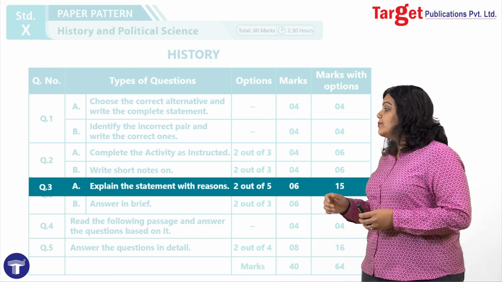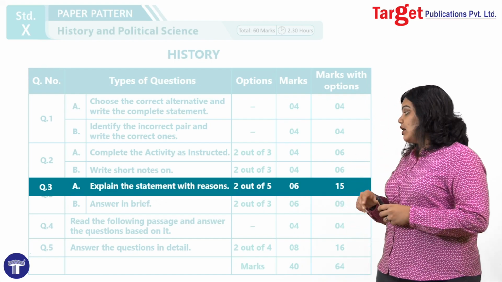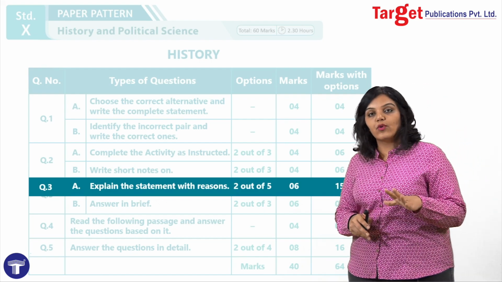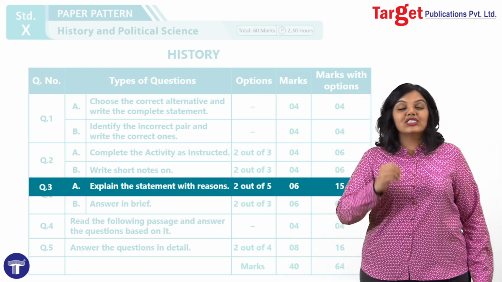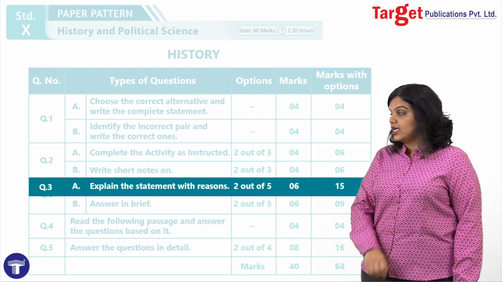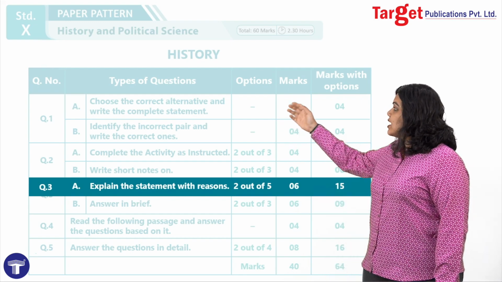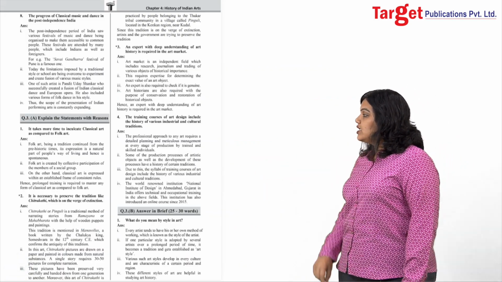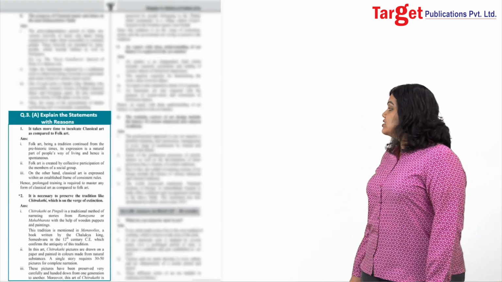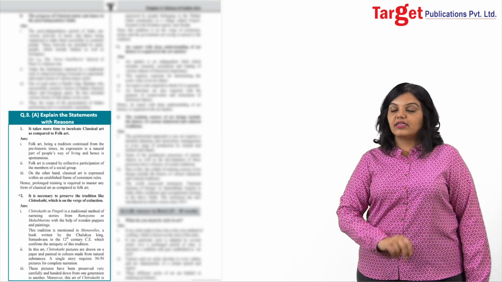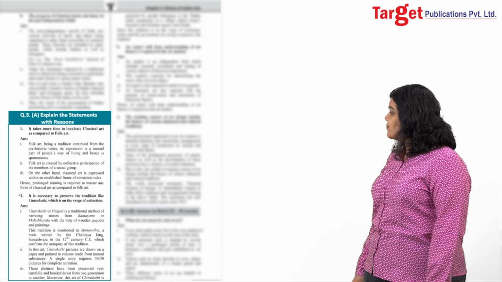This question will be of 6 marks, and here you'll be given 5 questions, out of which you have to attempt only 2, which means each question is a 3-mark question. Let's take a look at the examples that we have provided. We have given you a large number of examples in every single chapter of your book for dealing with explaining this statement and give reasons questions.